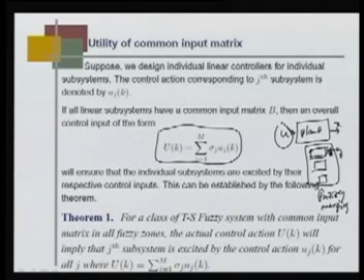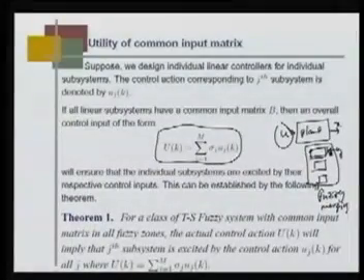it says that if I have a common input matrix for all the subsystems, then such a control action u k, which is written in terms of individual control action u j, implies that individual control subsystems are excited by u j k. So, this is the theorem.